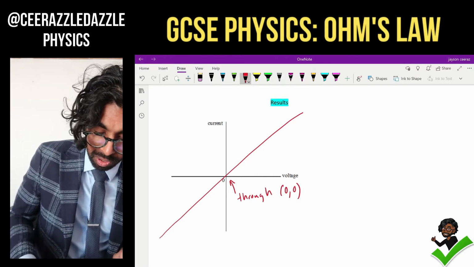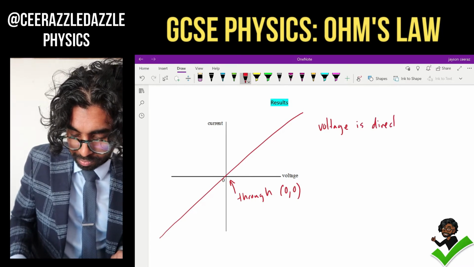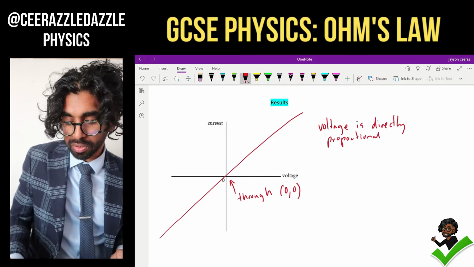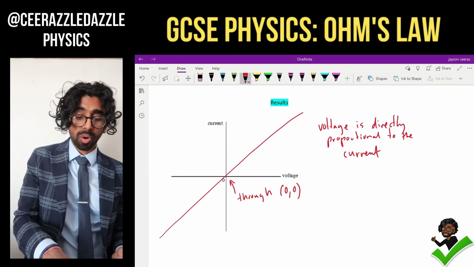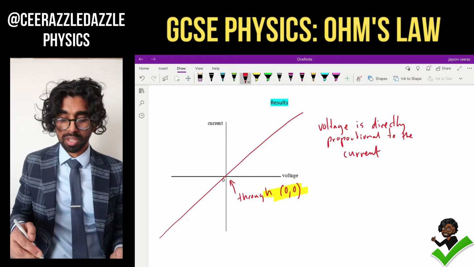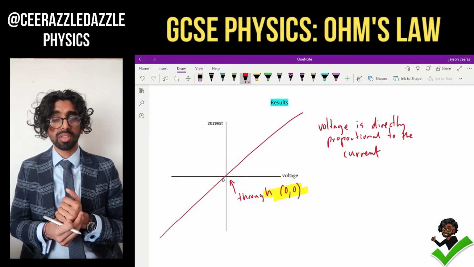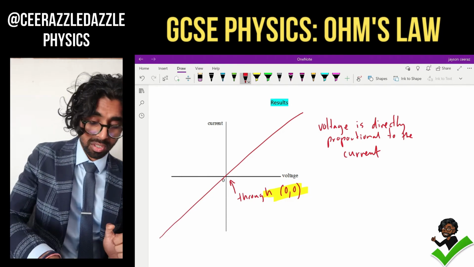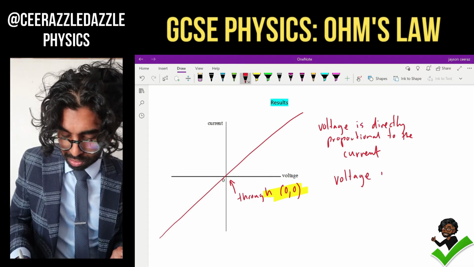So we know that voltage is directly proportional to the current. It's directly proportional. Why? Because it's going through the origin. It has to go through the origin for it to be directly proportional. So this is known as Ohm's law. That voltage is directly proportional to the current, but provided that the resistance in the circuit remains constant. So voltage is proportional to the current.